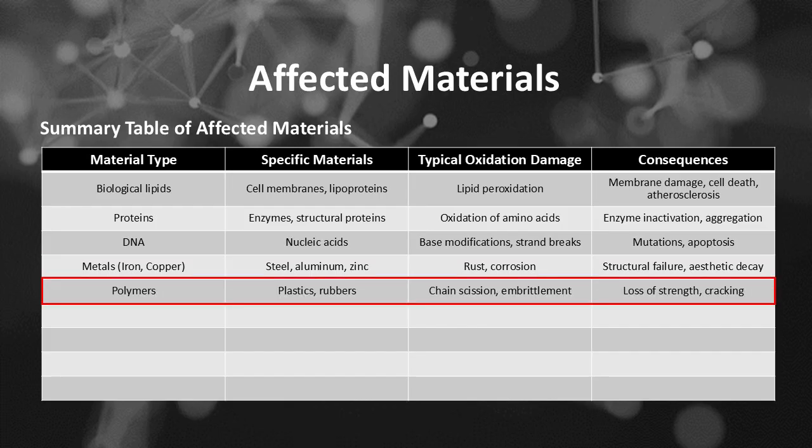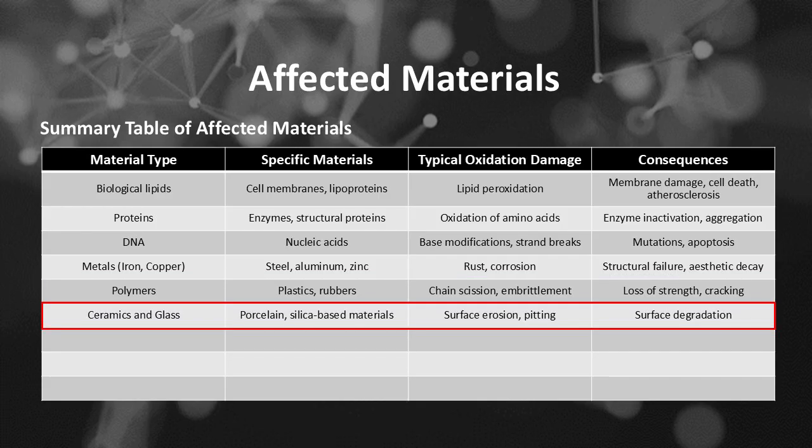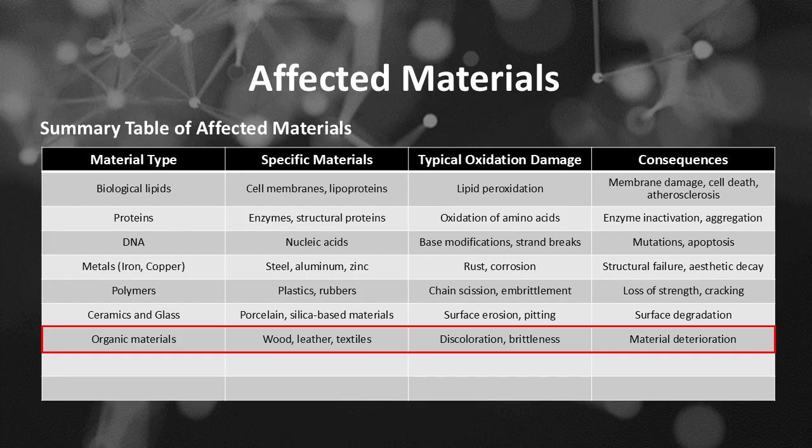For material type polymers, the specific materials are plastics, rubbers, then the typical oxidation damage is chain scission, embrittlement, then the consequences are loss of strength, cracking. For material type ceramics and glass, the specific materials are porcelain, silica-based materials, then the typical oxidation damage is surface erosion, pitting, then the consequences are surface degradation. For material type organic materials, the specific materials are wood, leather, textiles, then the typical oxidation damage is discoloration, brittleness, then the consequences are material deterioration.